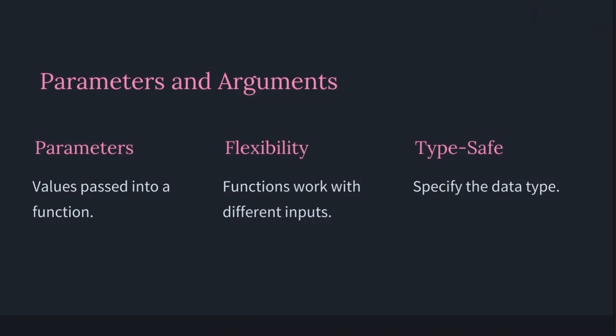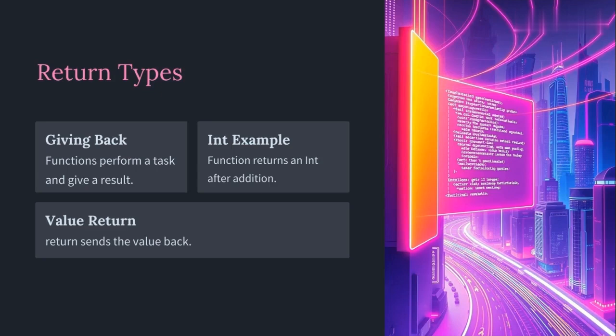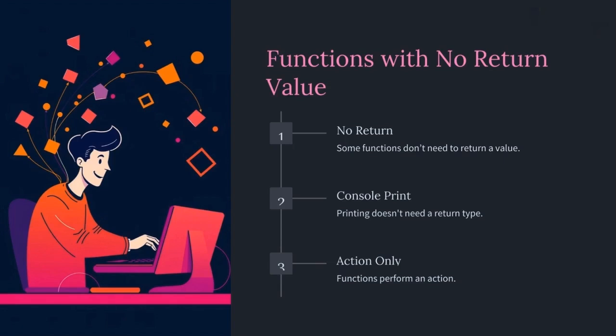Parameters are values that you pass into a function as input, so it can work with different kinds of inputs. Now let's talk about return types. Sometimes you want your function to perform a task and then give something back, like a result. That's where the return type comes in. Some functions don't need to have a return value, and that's perfectly fine. For example, a function that prints something to the console doesn't need a return type.